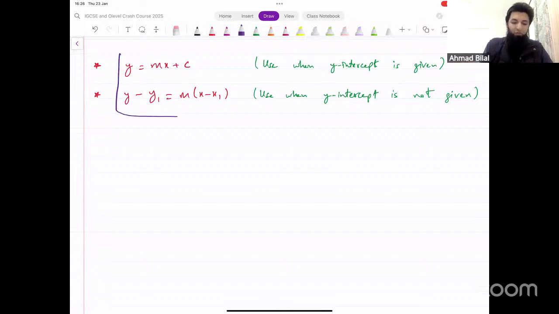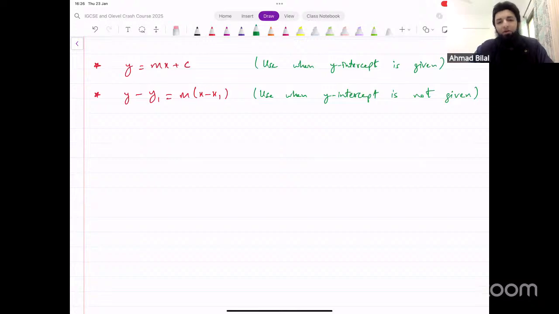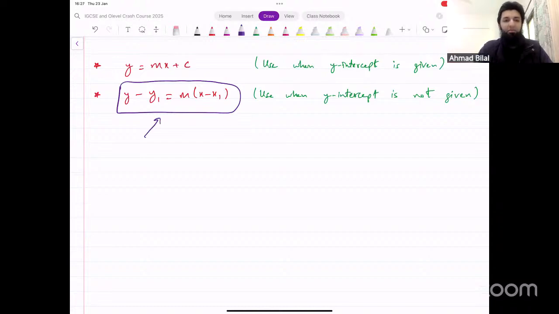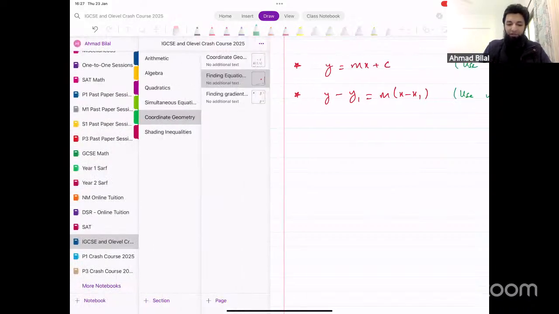So you need to know both of them. The first one is going to be more efficient when the y-intercept is given. And the second is going to be more efficient when the y-intercept is not given, even though you can get away with knowing just y equals mx plus c as well and do everything with that. But if you know this second form, it makes some problems more efficient. So that's what I would recommend: when the y-intercept is not given, use the second form. That's what we covered in the last session.